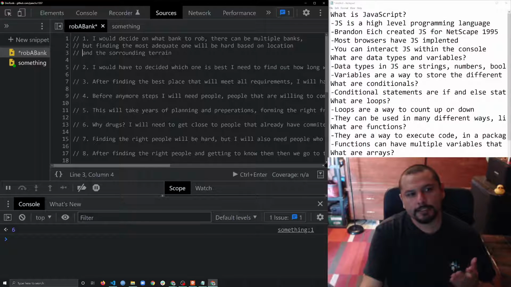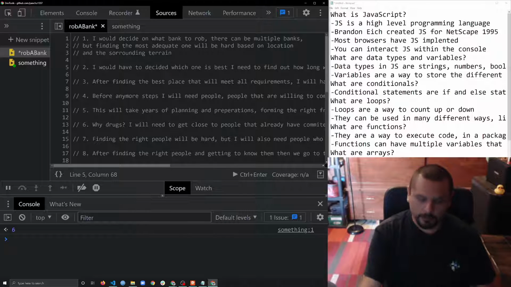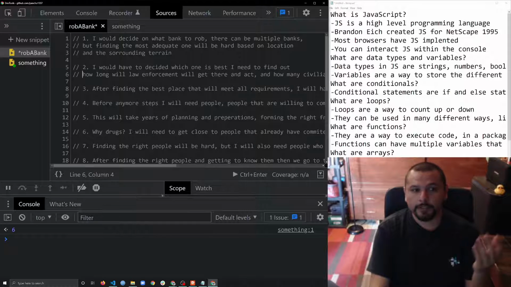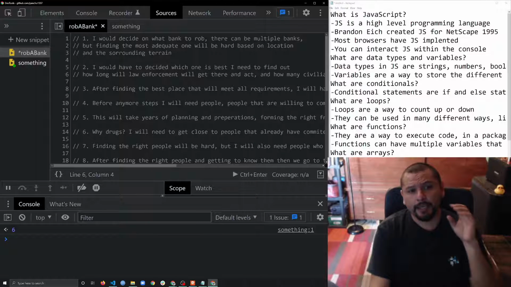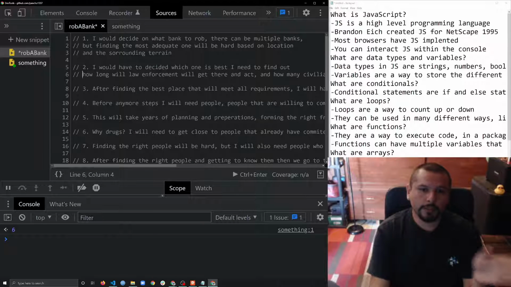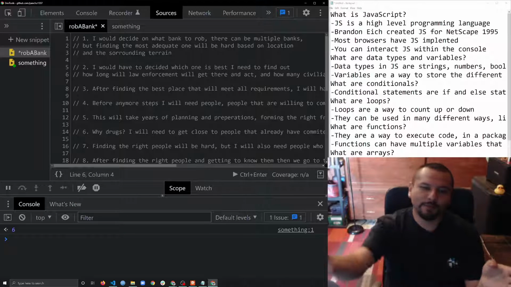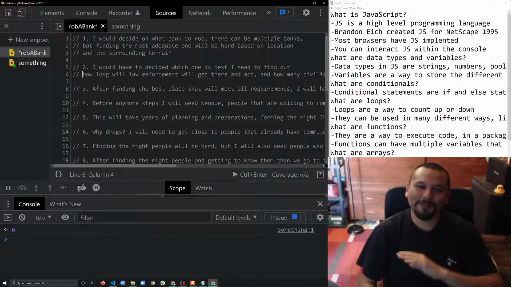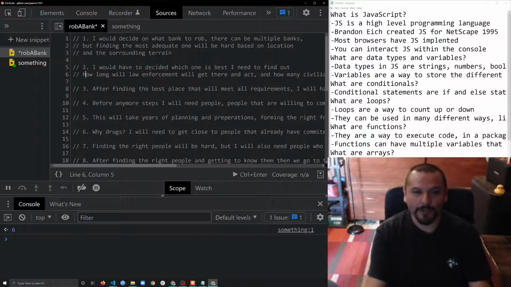As step number 2, he wrote, I would have to decide which one is the best. I need to find out how law enforcement will get there to act. Yeah, so he thought about this. He's saying, I shouldn't choose the one that's next to the police station, because they're going to get there super quickly. So maybe I should choose one that's farther away.